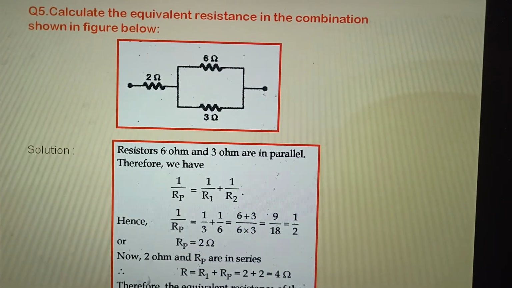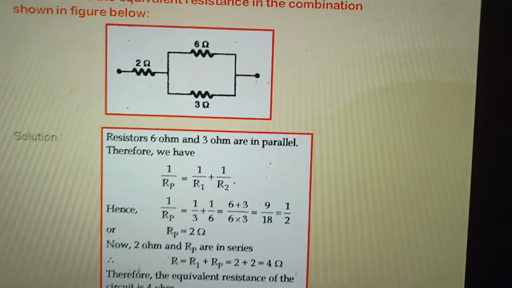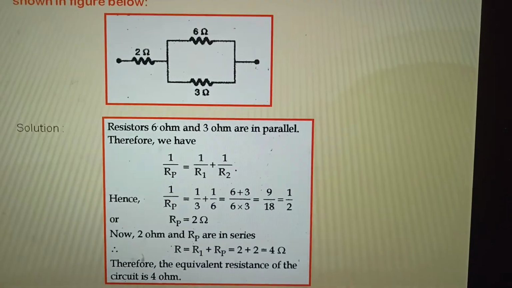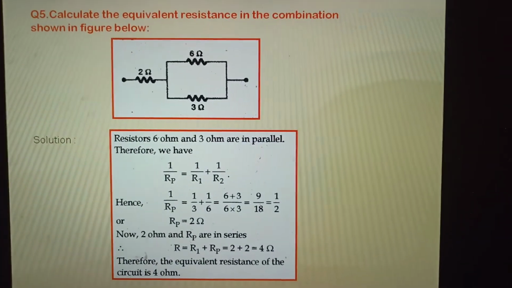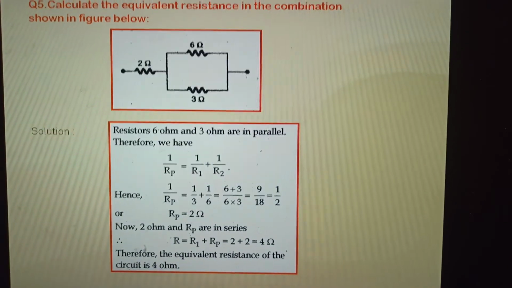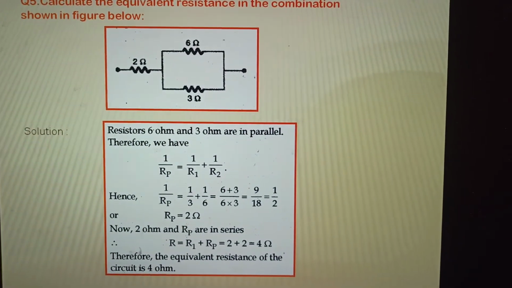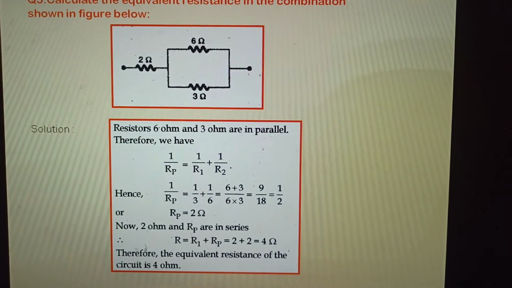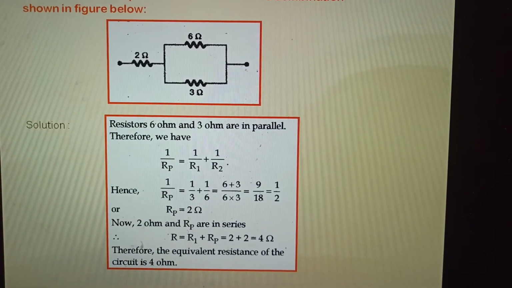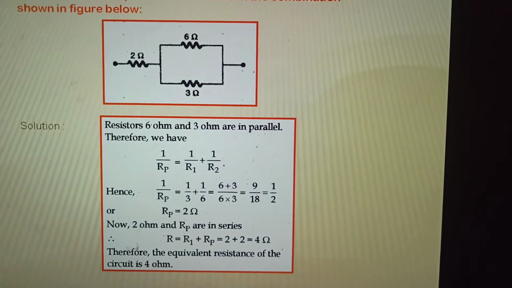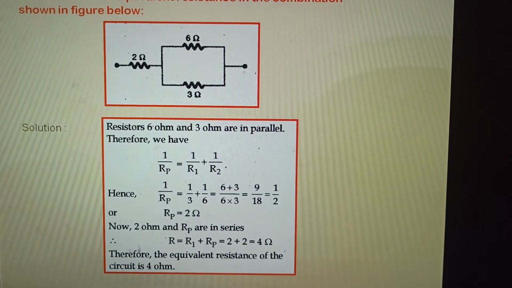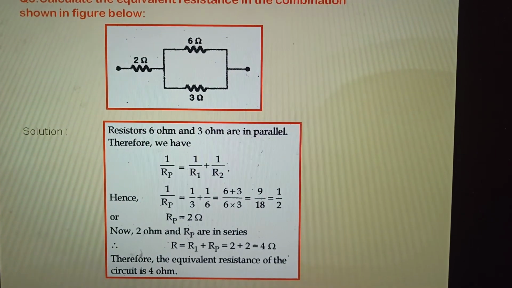First of all, we calculate the parallel combination, that is 6 ohm and 3 ohm. So we write it as resistors 6 and 3 are in the parallel combination. Rp equals 1 upon R1 plus 1 upon R2. Overall, we get 1 upon 2, so by inverting, Rp equals 2 ohm.